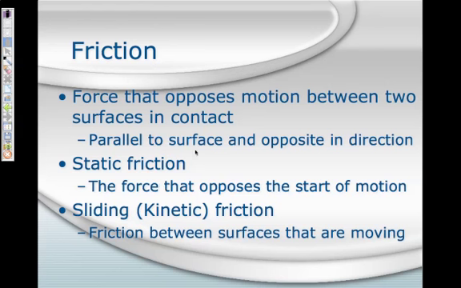I'm sorry. So we have static friction, which is the force that opposes the start of motion. If you have something really heavy that you're pushing, you have to apply a lot of force before it actually starts to move, right? You can be applying a force to it and not have it move. So that's called static friction, which is equal to the force that opposes the start of motion. Once the object is moving, then we have sliding or kinetic friction, which is friction between surfaces that are moving. And once you get something to start moving, a lot of times you don't have to put as much force into it anymore, and you can keep it sliding at a constant speed.